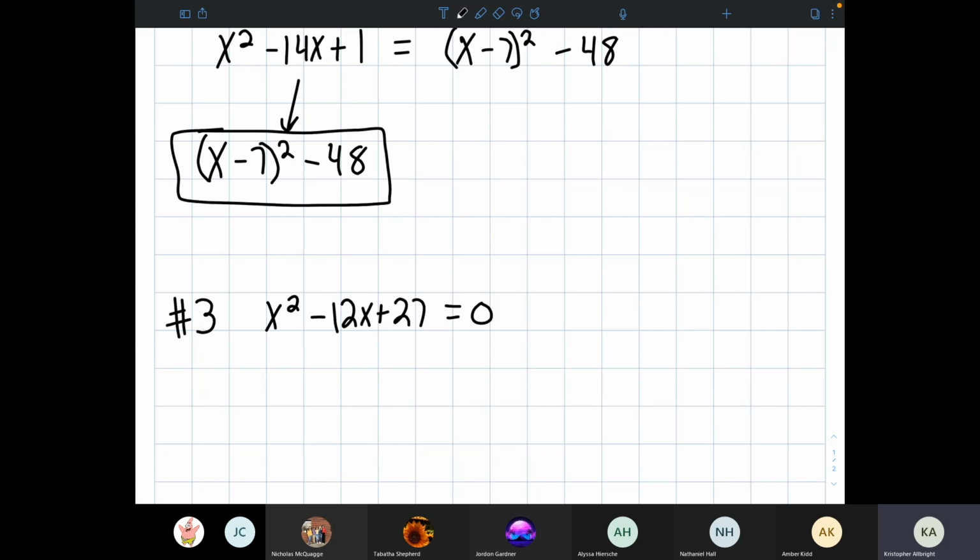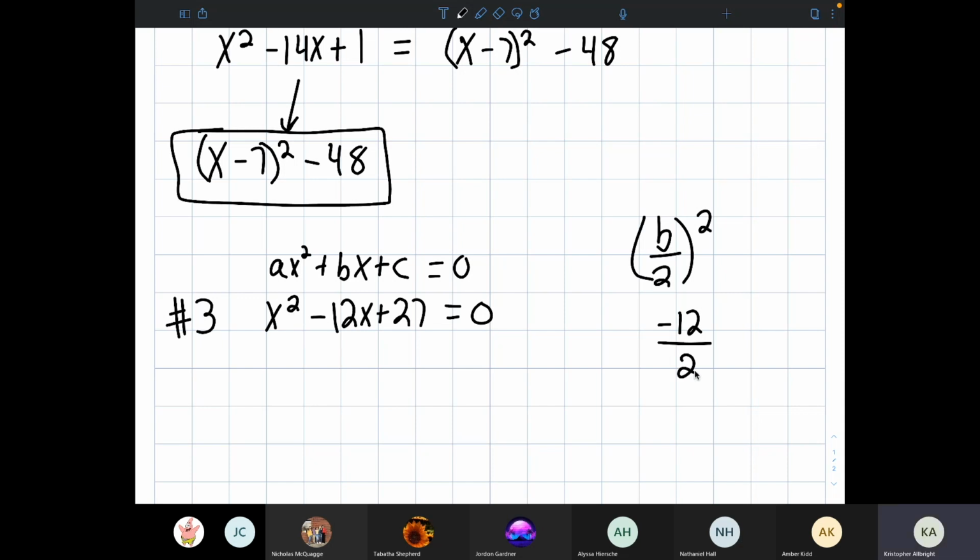Okay, so this is kind of the format that these quadratics are going to follow: ax squared plus bx plus c equals 0. So our coefficients are a, b, and c. If we take b over 2 squared, that will give us what we need to add to the end of this. I promise this is going to come together more and more. So we take this negative 12, I'm sorry, b over 2 squared. So this is going to give us negative 6 squared, which is going to give us 36.